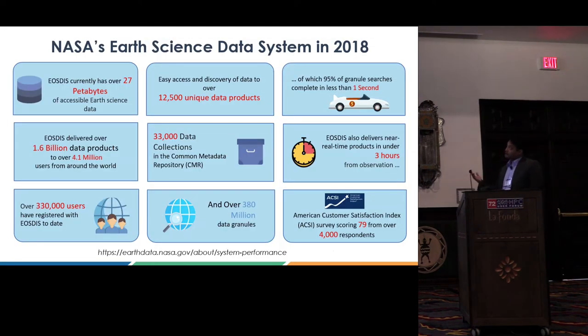Here are the numbers at the end of 2018. We have about 27 petabytes of data in our archive. We have distributed about 1.6 billion products all over the world. We have more than 300,000 registered users worldwide. We have 33,000 data collections, which are aggregations within our archive, and close to 400 million data granules.